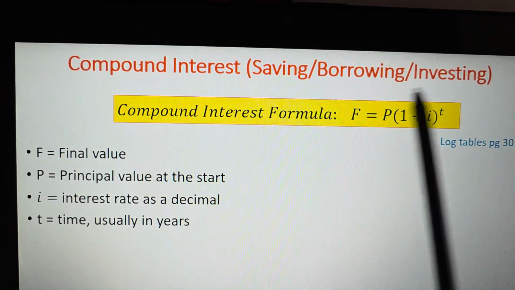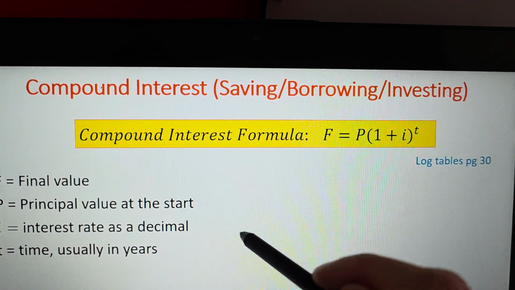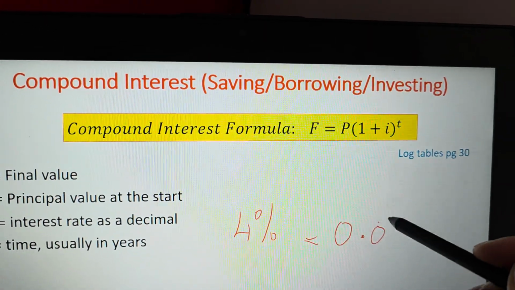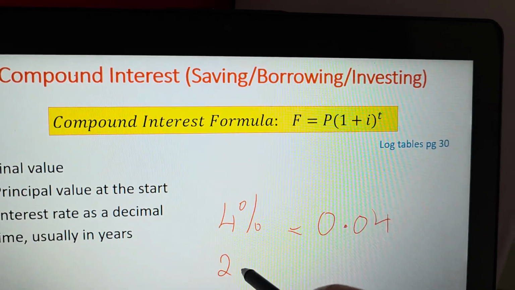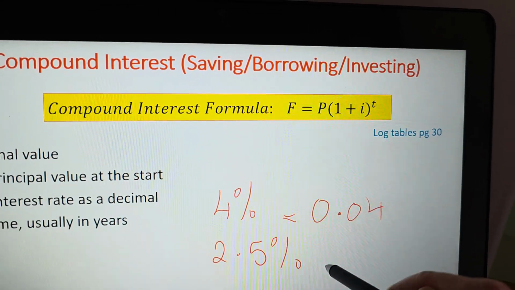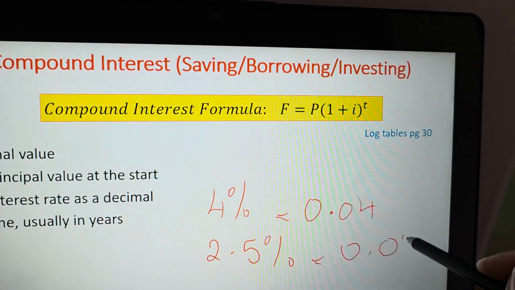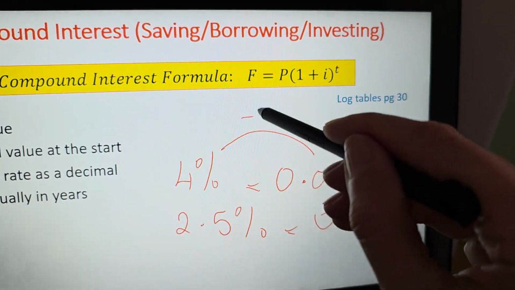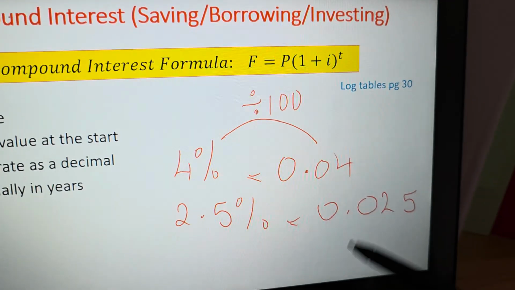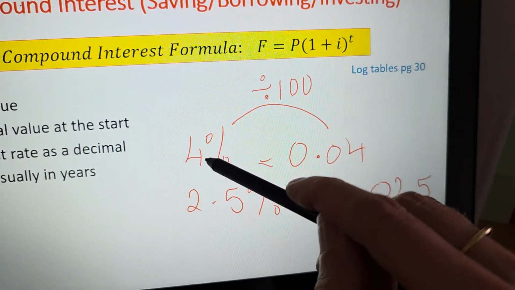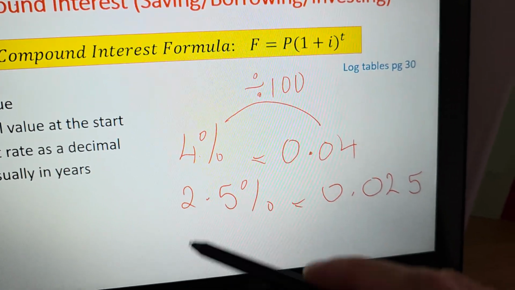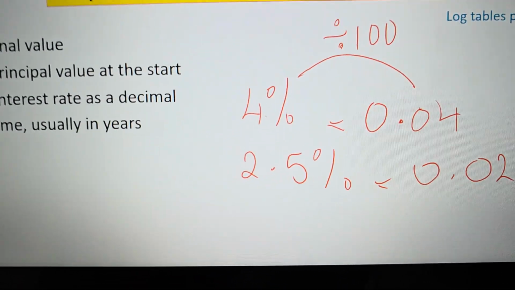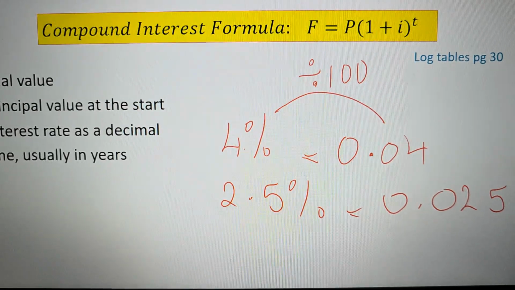I is the interest rate, and we will always express it as a decimal. So, if it's 4% as an interest rate, well, that's 0.04 as a decimal. If it was 2.5% as a percentage, that would be 0.025 as a decimal. To turn a percentage into a decimal, all you need to do is divide by 100, which means you just bring the decimal point, which would be here, 2 places left. Bring the decimal point 2 places left, and that's how you get your decimal equivalent. Calculator will do that for you as well.